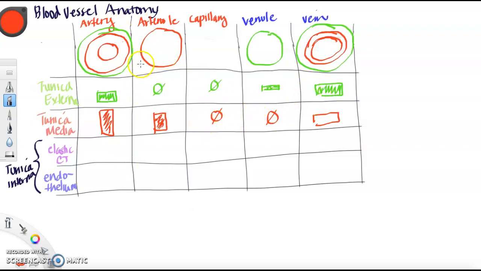Okay, well, what about the tunica interna? So elastic connective tissue. Do arteries have that? Do arteries have elastic connective tissue? Yes, they do. And they have quite a bit. So they have the layer in here, and then they'll also have it through their Tunica Media. So they have quite a bit.